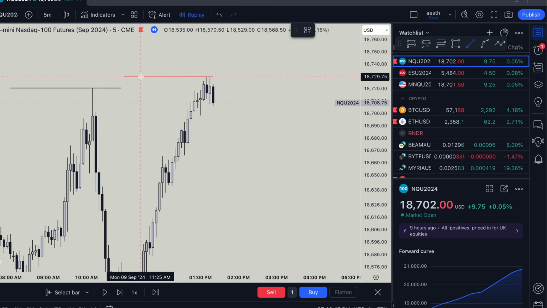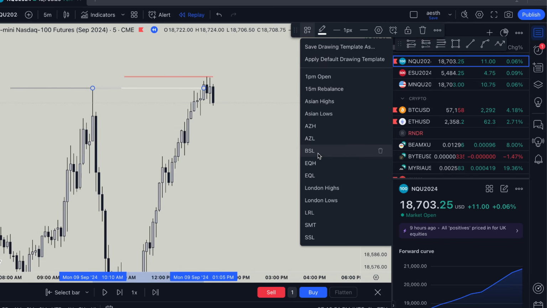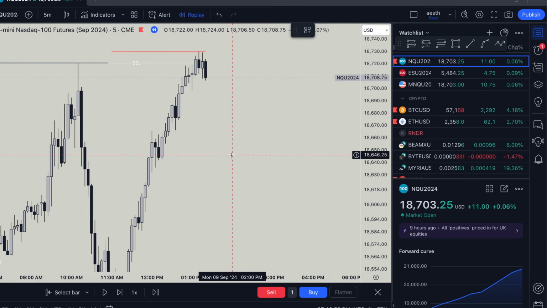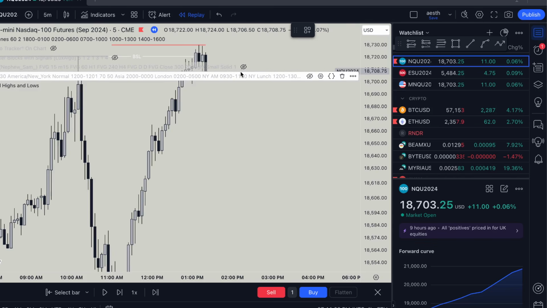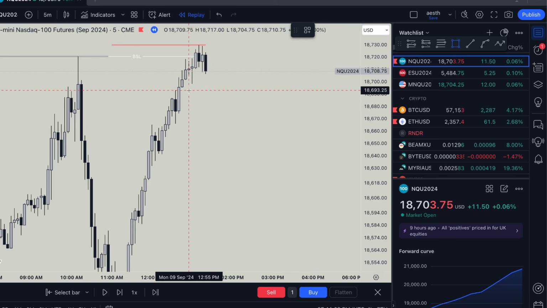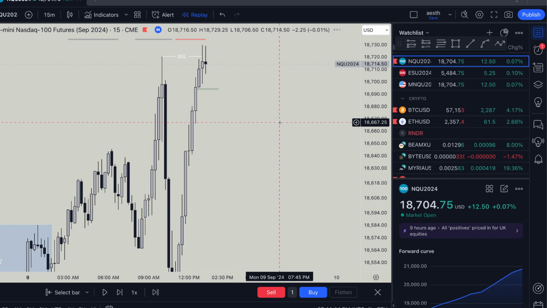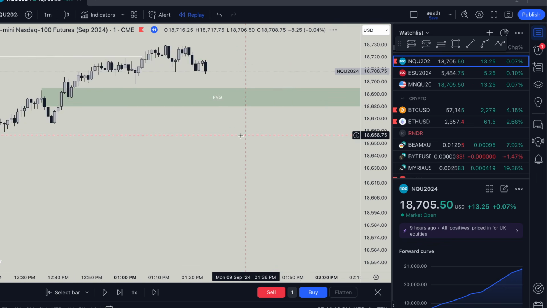Alright, so I see right here a sweep of New York session AM highs. I'm just going to do a quick scan of what I see off rip and what I don't. Okay, so that is on an unfilled 5-minute right here. More importantly, an unfilled 15-minute though.